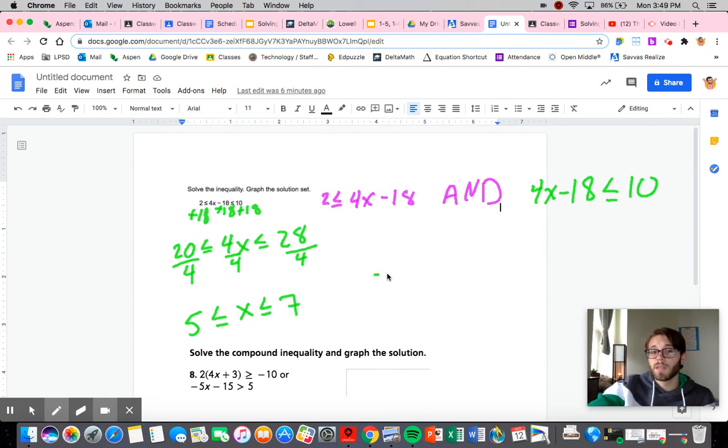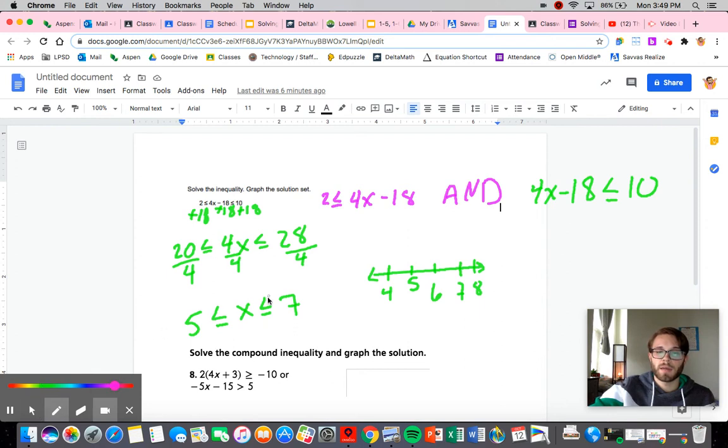So if we were to graph this, and here's 5, 4, 6, 7, 8. Okay, so essentially what's happening here is we're saying at 5 we have our full circle, and at 7 we have our full circle, and we're looking for just what's in between them. So that right there, that is my solution set. Everything in between 5 and 7.